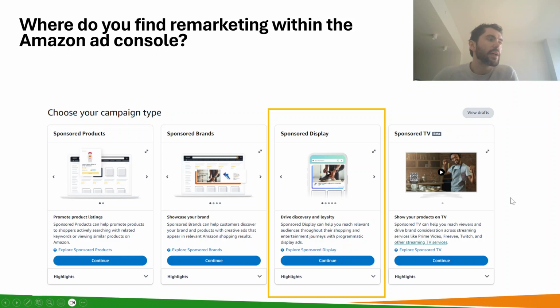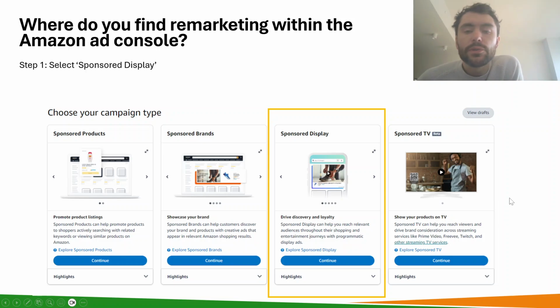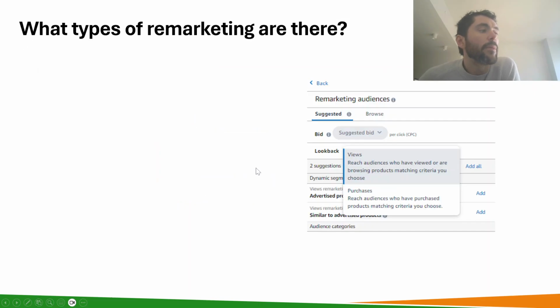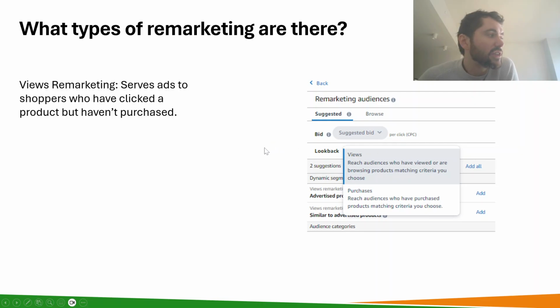Now, how does this work on Amazon? Well, you're gonna go into your campaign creator and you're gonna select sponsored display. And then within it, you're gonna scroll down to targeting and you'll see 4 different targeting options. The second one is remarketing and you're gonna go ahead and click on that. Remarketing is then gonna be broken into 2 separate types. You're gonna have views remarketing and purchases remarketing.